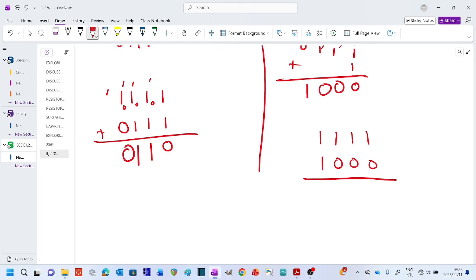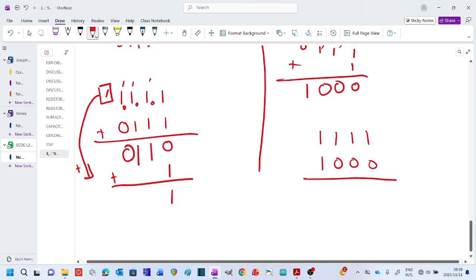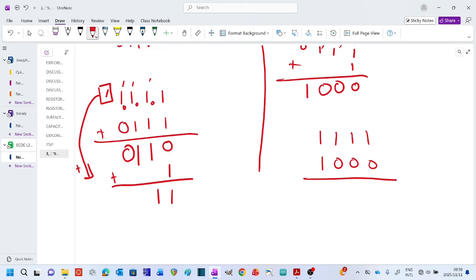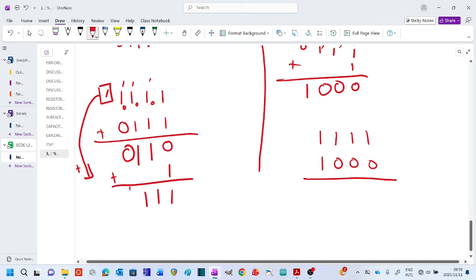Now I have a carry. In 1's complement, what do you do? You take the carry, you swing it over, and you add it to the answer that you got previously. So that's what you do. 0 plus 1 is 1, 1 plus 1 is 0, and then 1 plus 0 is 1, and then 1 plus 0 is 1. That's your final answer. So that is your final answer.